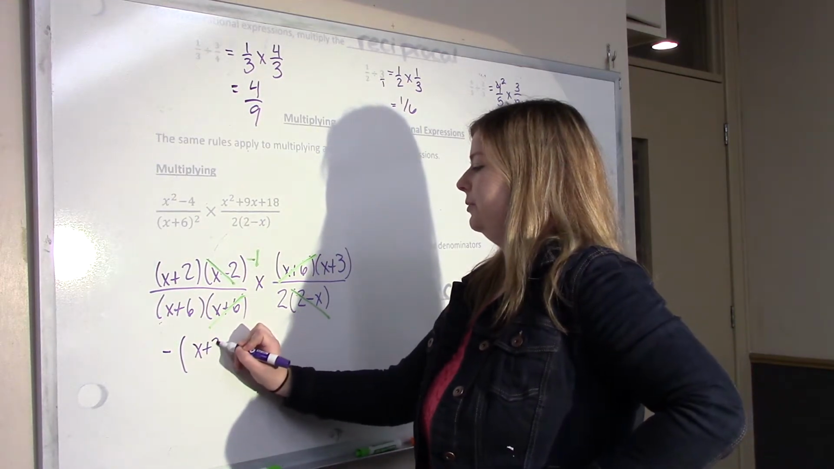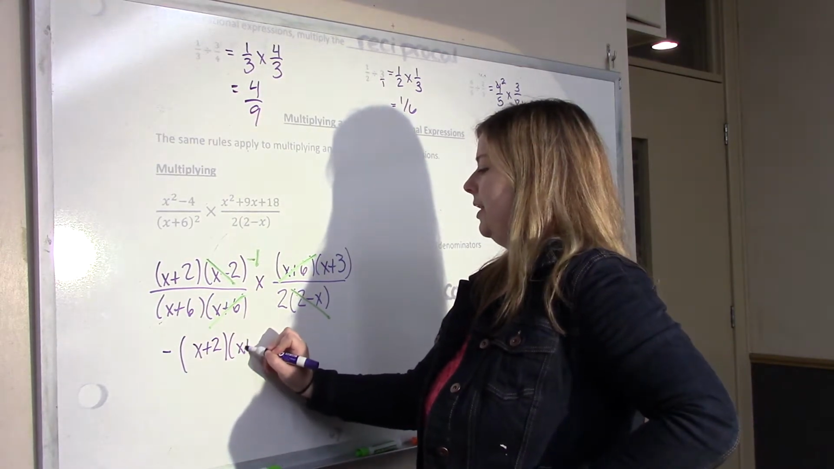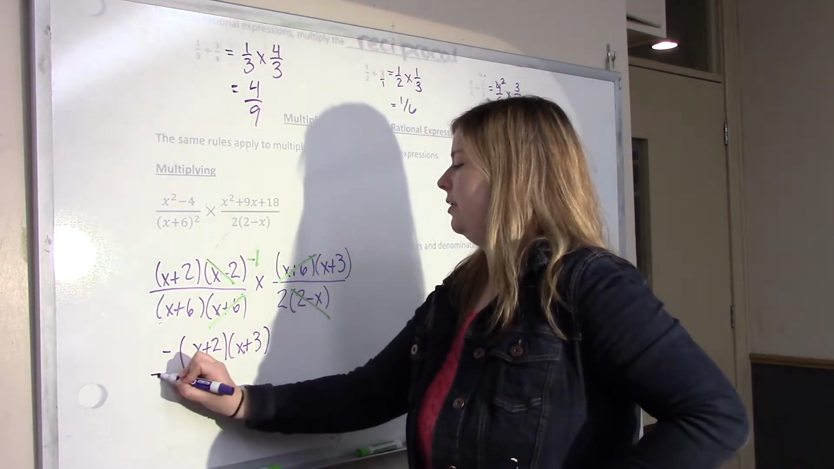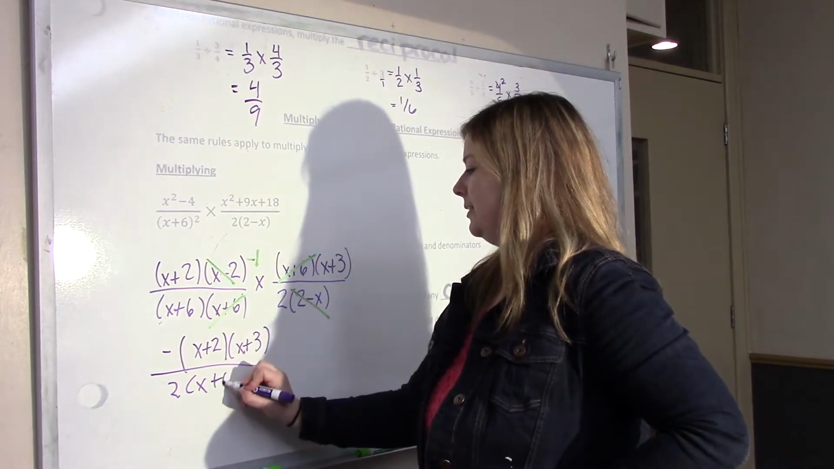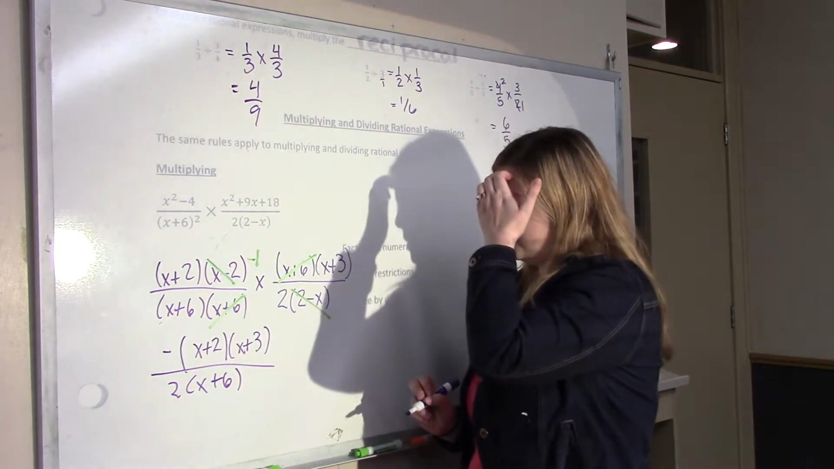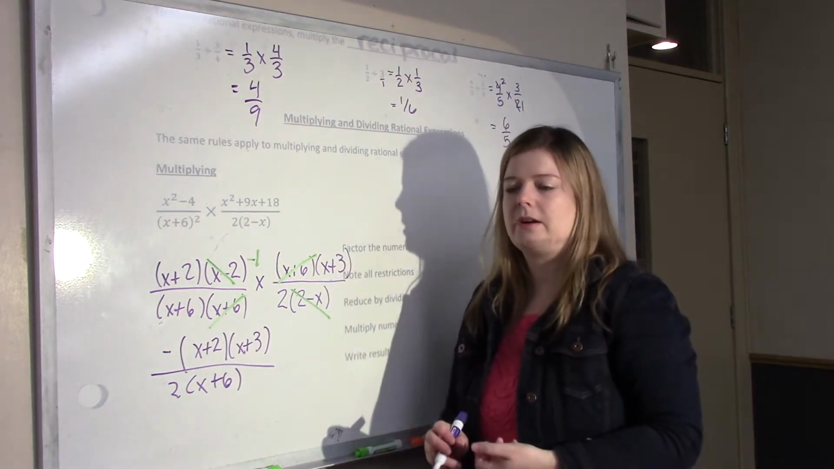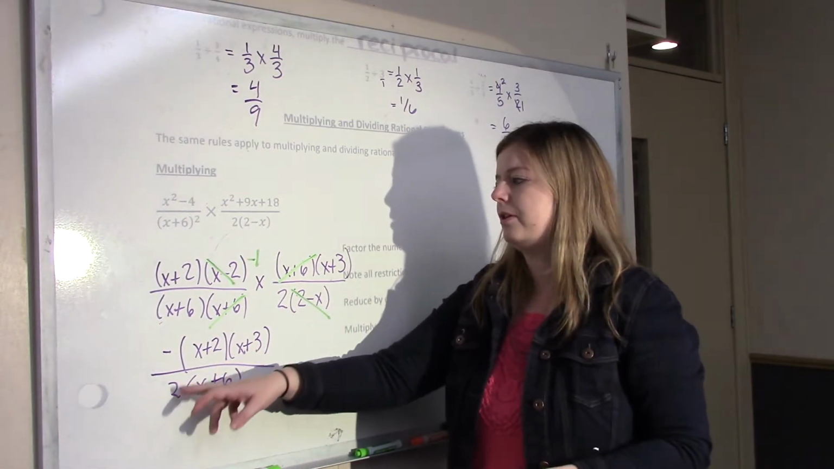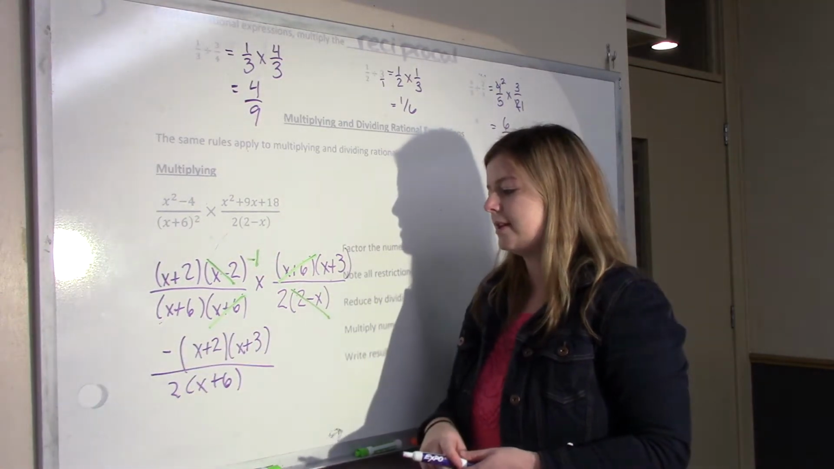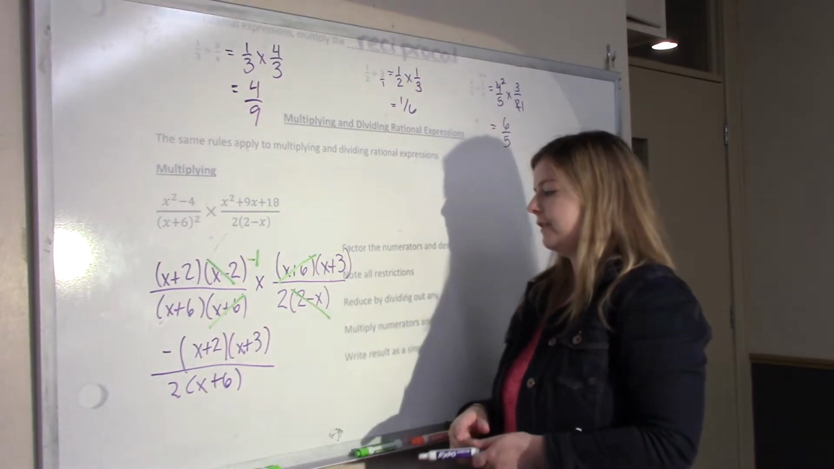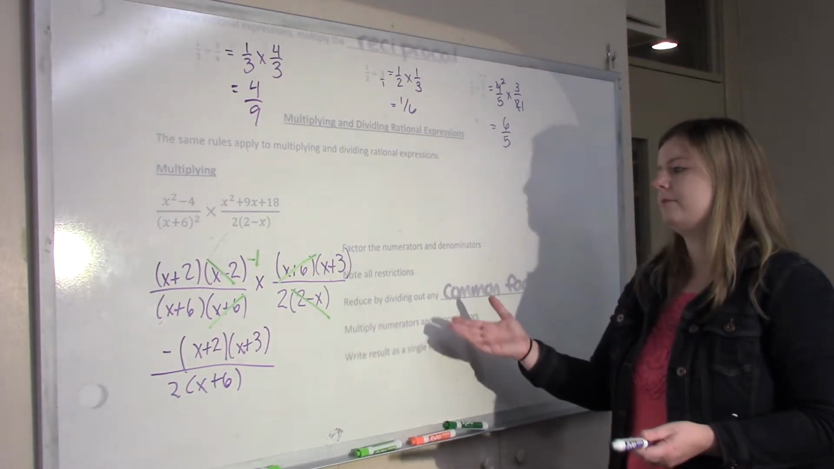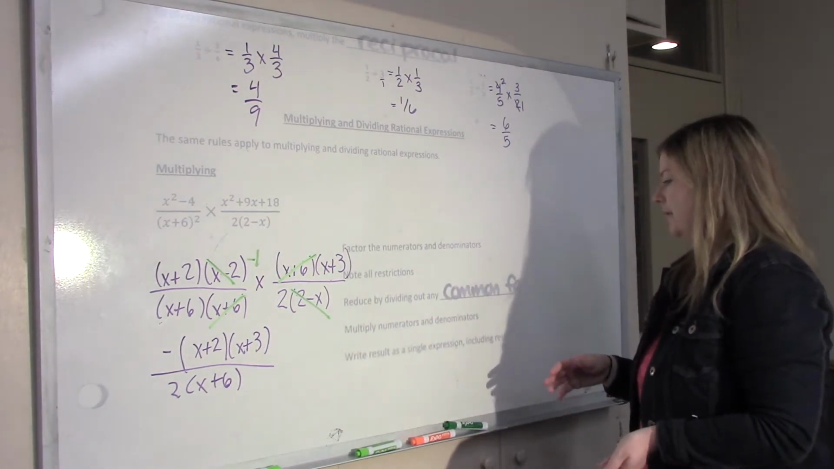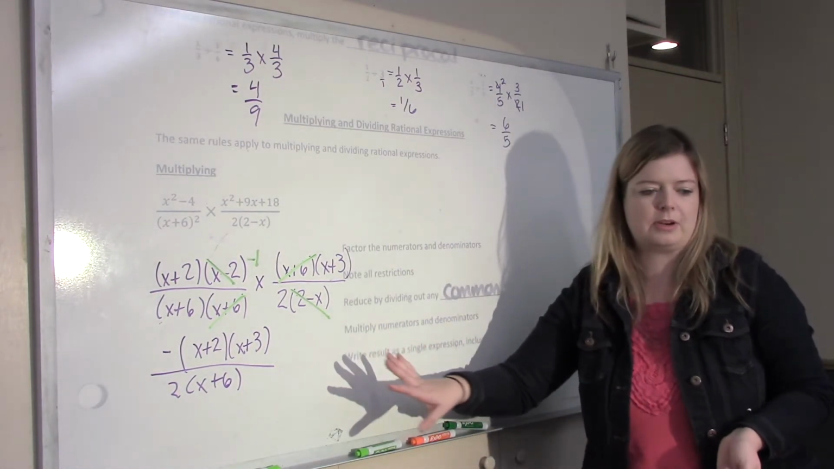X plus 2, x plus 3, all over 2 times x plus 6, okay? Notice I put the constants out front. It just looks better. It's more proper. So this 2 I put out front, and this negative 1 I put out front. And you know you're done when there's nothing further to reduce. So you multiply the numerators and denominators. Just put them together, multiply them together, and then write it as a single expression.